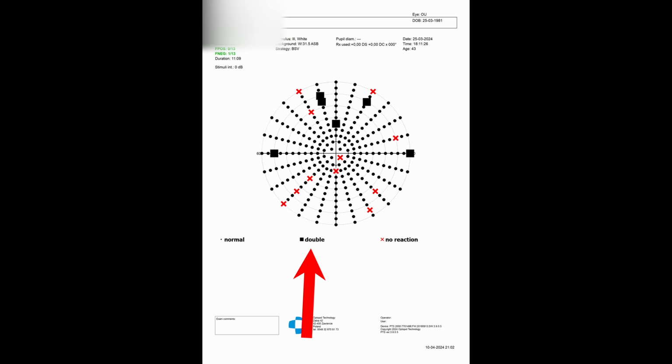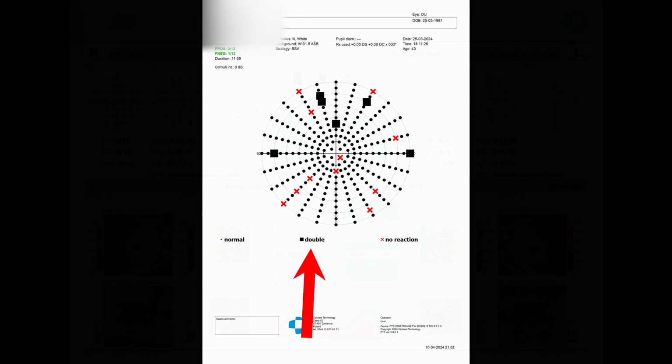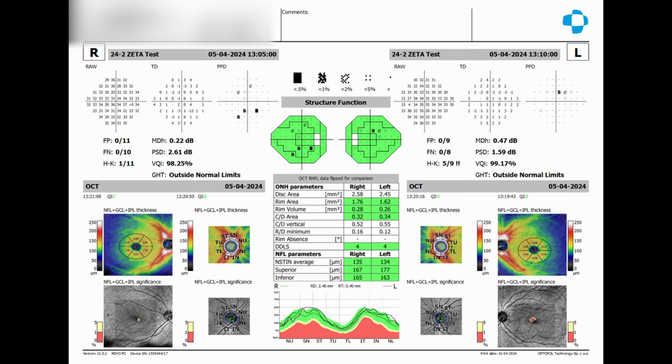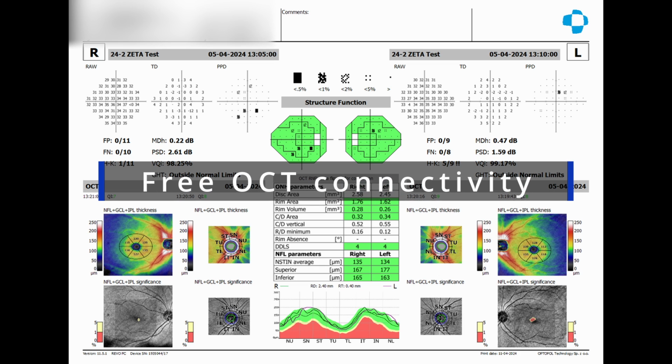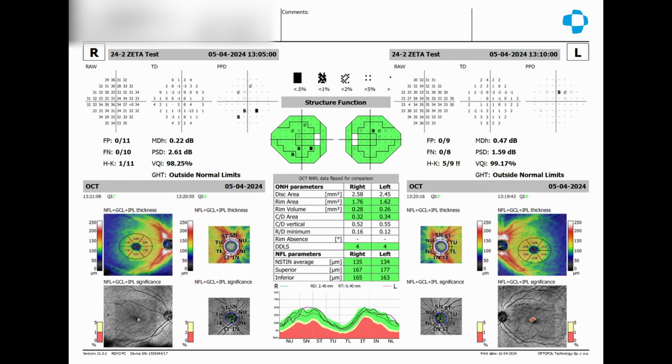Secondly, you have this streamlined connectivity between the perimetry and the OCT. So if you have Revo, a natural companion is the PTS, because you can have fundus photos on perimetry, or you can have perimetry on OCT, creating the structure and function views.